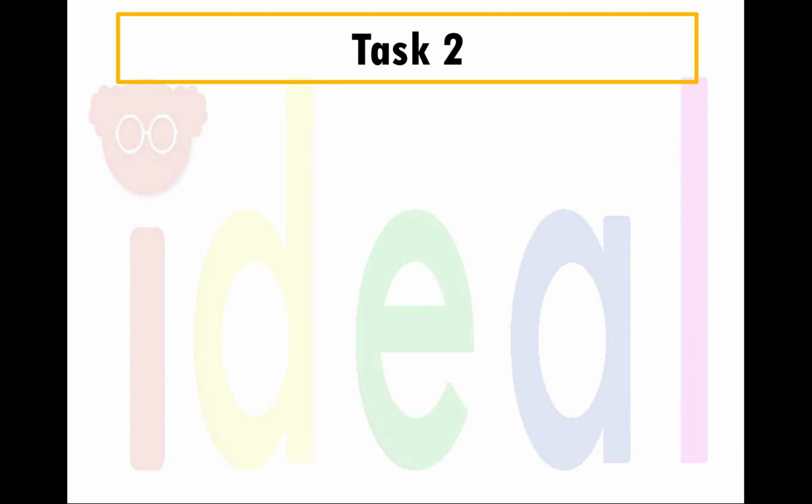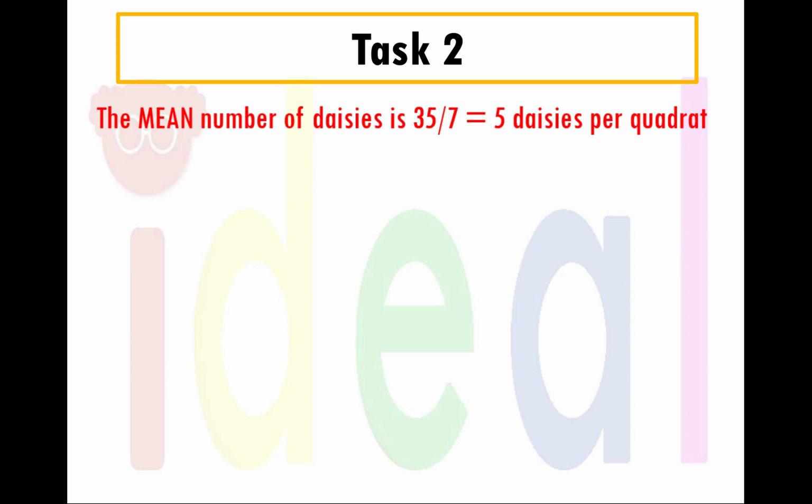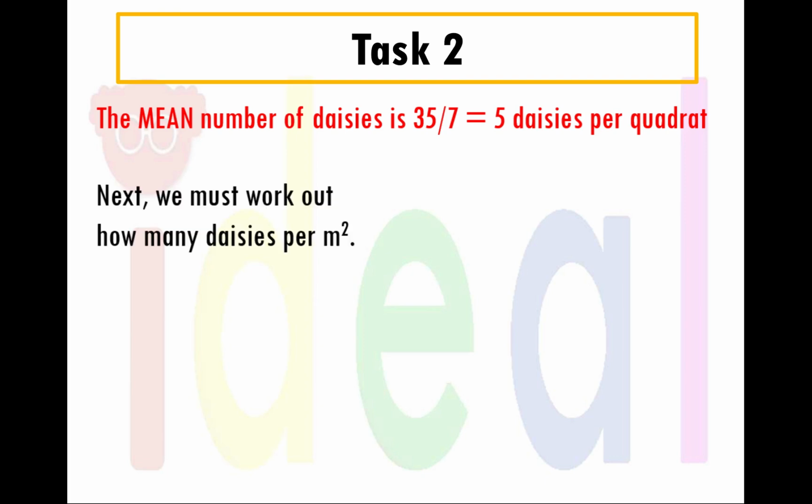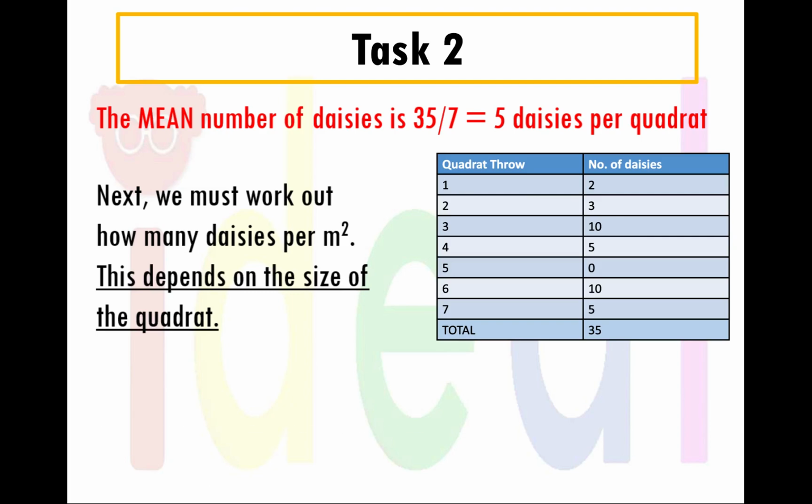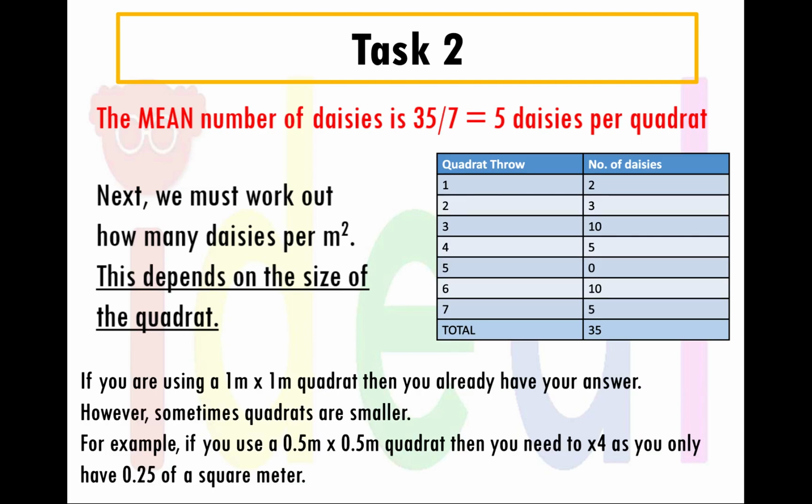Okay, so hopefully you've done that now, and you should have got an answer of 5 daisies per quadrat. So that's 35 divided by 7, which is equal to 5 daisies per quadrat. So we need to work out how many daisies there are per metre square. Now, luckily, this will depend on which quadrat you use, and in this case we've used a 1 metre by 1 metre quadrat. However, sometimes quadrats are smaller.